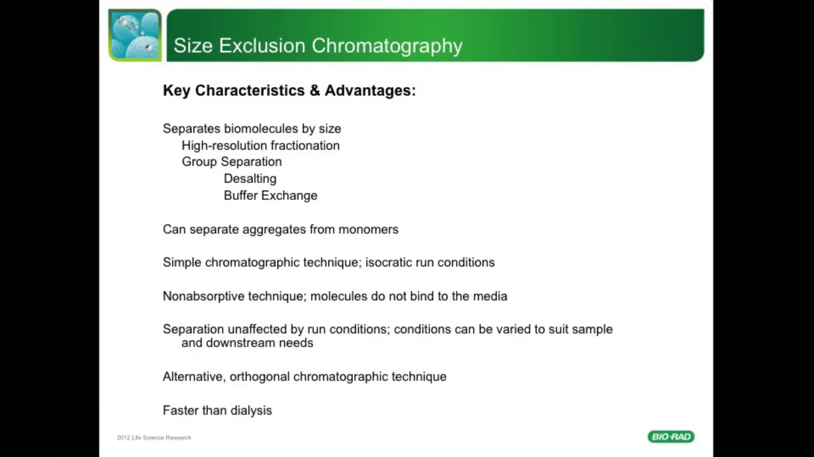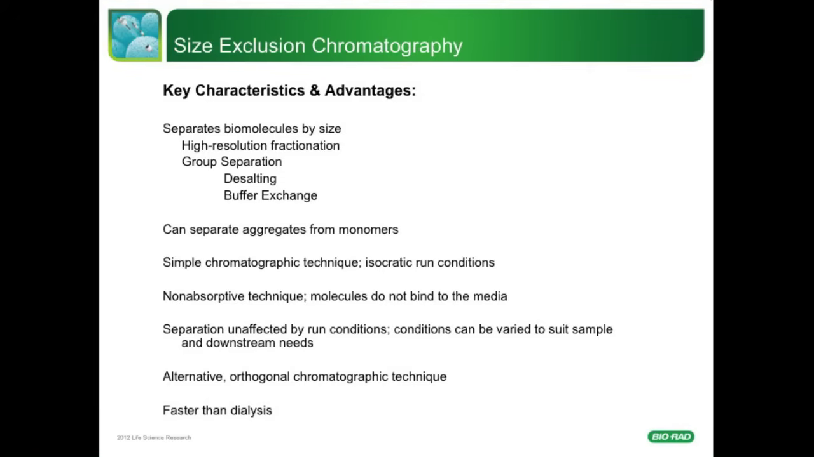What are the key characteristics and advantages of size exclusion chromatography? Size exclusion chromatography separates biomolecules by their size. That's the main mechanism of separation. There are principally two types of application areas for size exclusion chromatography. They are high resolution fractionation and group separation, which is used for desalting and buffer exchange of samples. Size exclusion chromatography can separate aggregates from monomers.